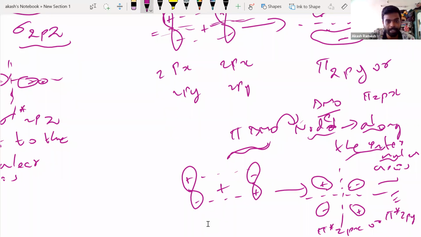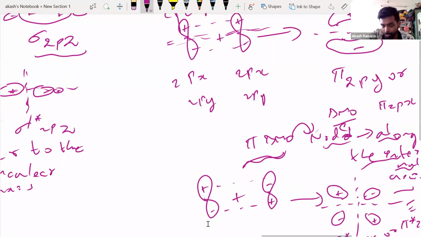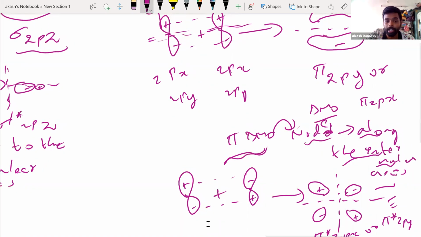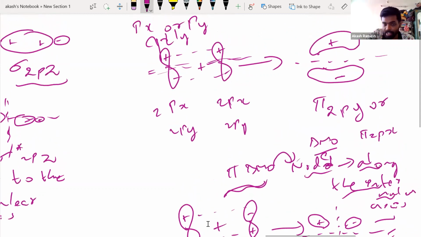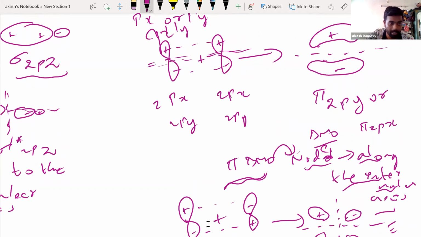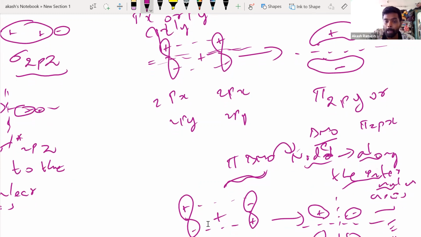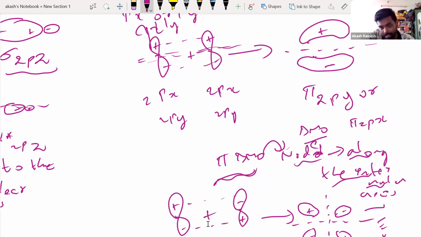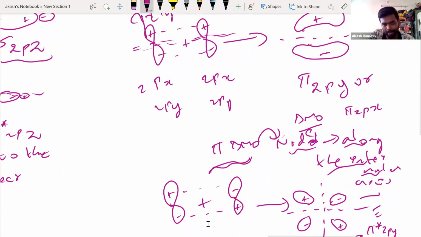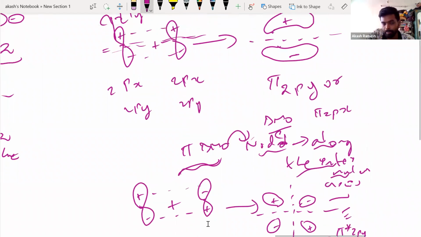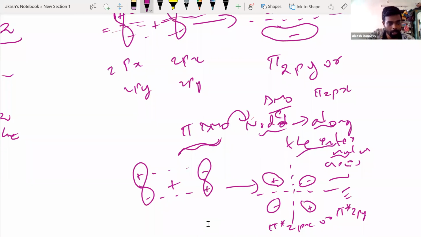I hope everything is clear to you. S orbital, constructive interference, destructive interference, bonding, anti-bonding. And if it is PZ, it is going to be sigma 2PZ and sigma star 2PZ. And if it is PX or PY, it is going to be pi 2PX or pi 2PY, pi star 2PX or pi star 2PY. These are the shapes, and if you're interested, you can remember them. It will be useful for your JEE Mains and NEET exams. But for CBSE, for your school exam, you don't have to worry about it. Nobody's going to ask you the shapes.